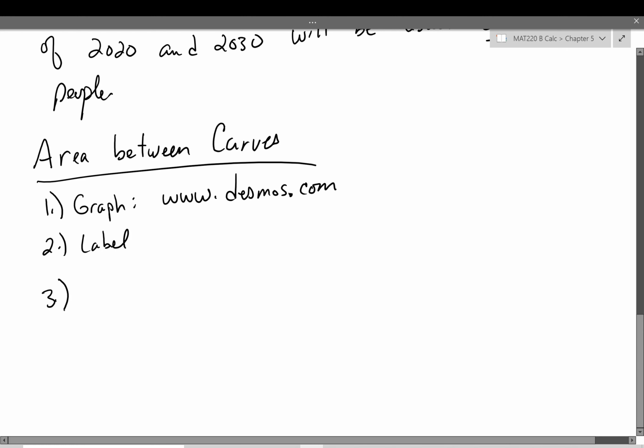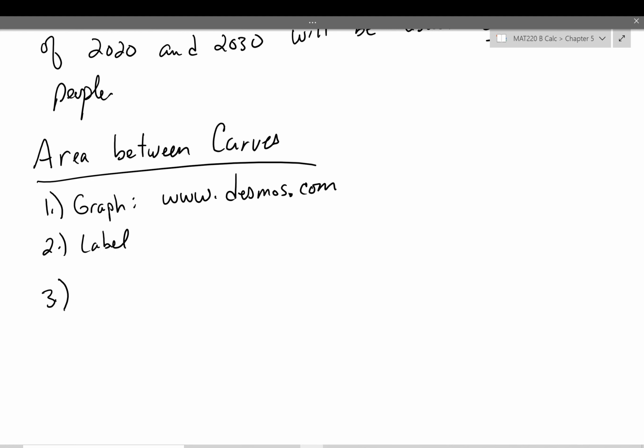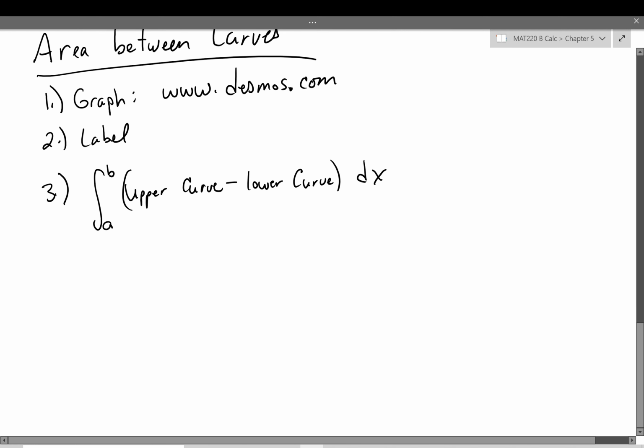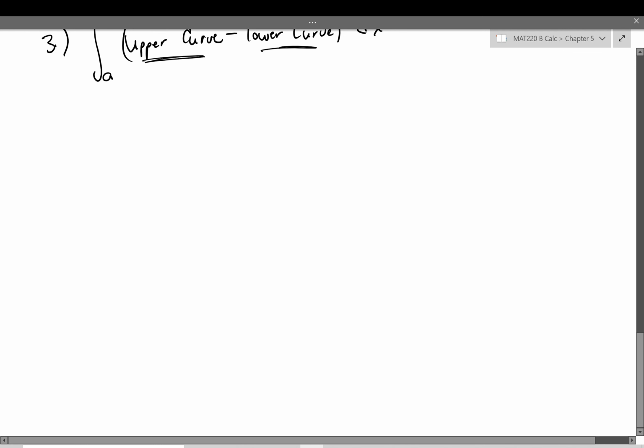It's a little bit of a formula, but once you see it in action, it completely makes sense. So you're going to integrate from a to b the upper curve minus the lower curve, and that's going to be with respect to x. So graph, label, and then use common sense to label the upper and the lower curve. So let me show you what I'm talking about here.